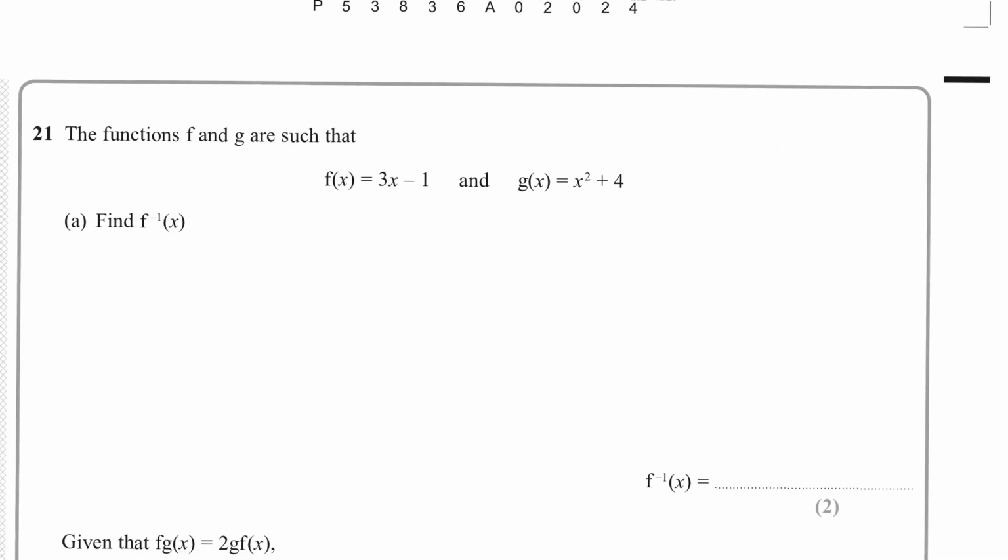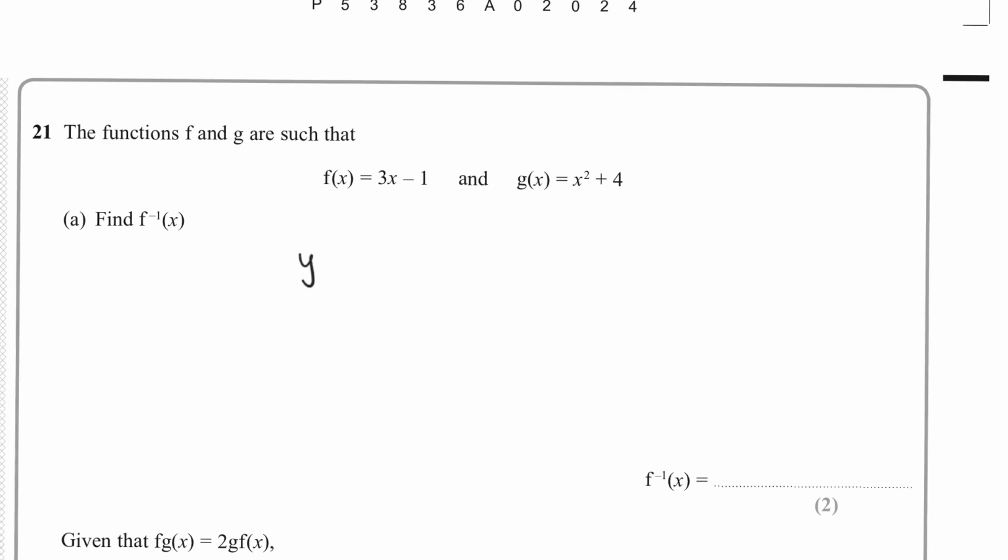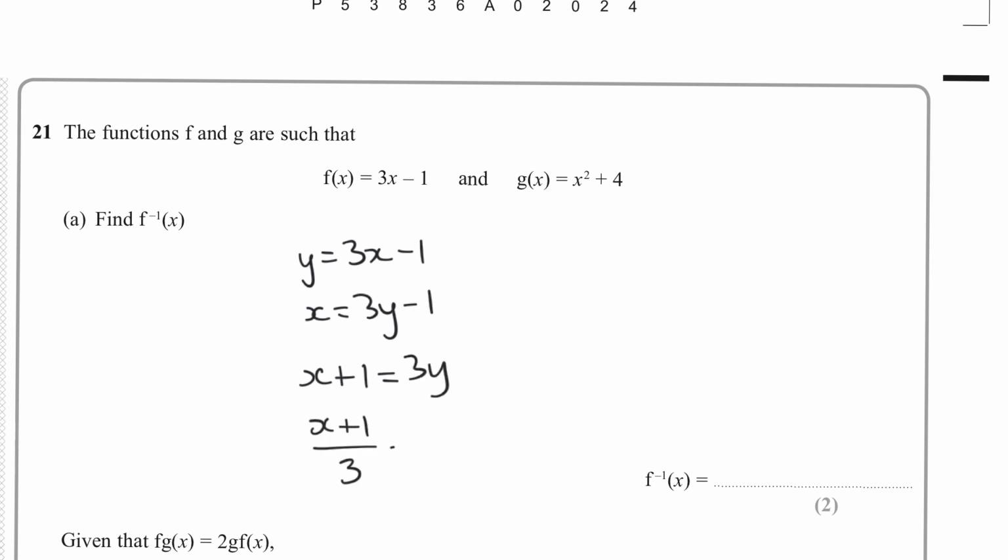Then the next question has given us functions for f and g, and it wants us to find the inverse function of f. So basically, for working out inverse functions, I first of all replace my f of x with y. So I've got y is equal to 3x minus 1. Then I swap the x's and y's. Now I'm going to rearrange this to make y the subject. So I'm going to end up with x plus 1 is equal to 3y. X plus 1 over 3 is equal to y. And then I replace my y with f minus 1 of x. And that's how to work out inverse functions. So f minus 1 of x is equal to x plus 1 over 3.